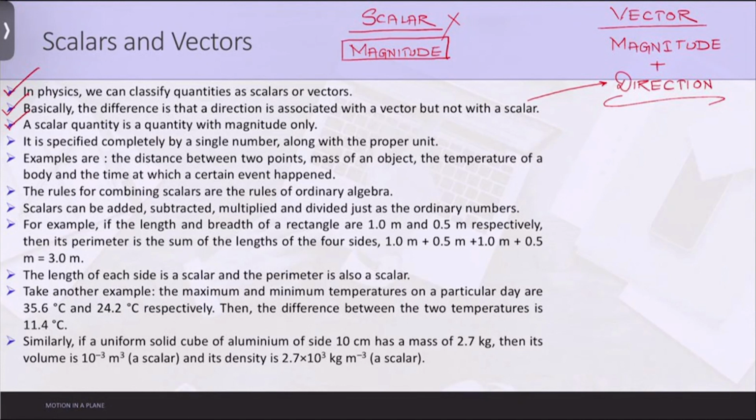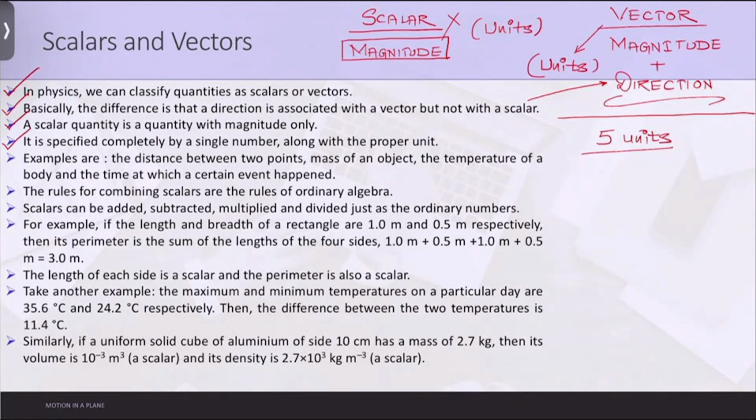It is specified completely by a single number along with a proper unit. Yes, so unit is important in both of these considerations, right? Unit is the basic building block of your physics. So anything which you write, please always have a habit to write it with a unit. If the unit is not given, try to write it using units only, so that you have a very good habit of writing units always.